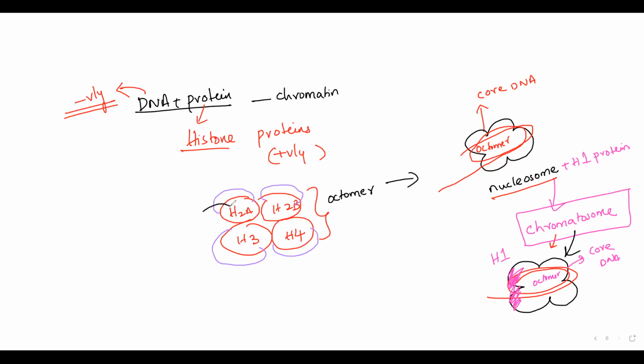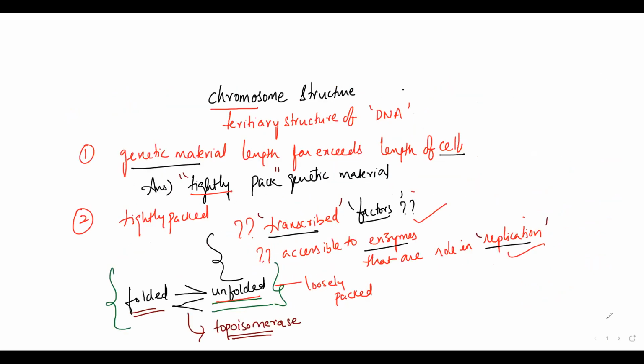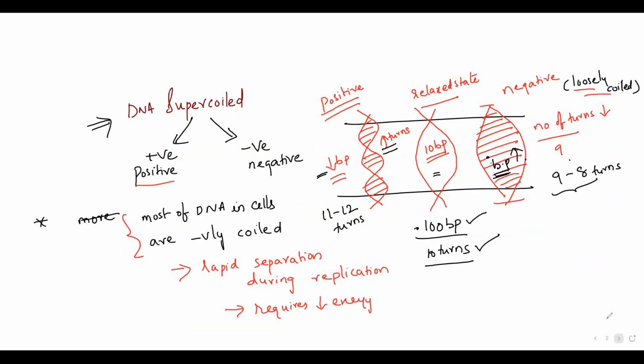Remember that your histones also have these tails, right? These histone tails are also positively charged, and these are the ones which undergo acetylation and methylation, the epigenetic processes that we'll be seeing in the forthcoming videos. I hope now you have a clear idea of how your DNA is going to be super coiled.